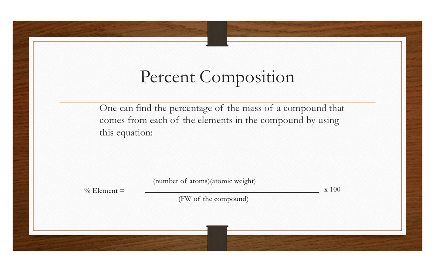So then an extension off of the formula weights is something called percent composition. So we can find the percentage of the mass of a compound that comes from each of the elements in the compound by using this equation. So the percent that is a particular element is equal to the number of atoms times the atomic weight divided by the formula weight of the compound. Okay? So in other words, the formula weight of the element in question divided by the formula weight of the compound times 100 because it is a percentage.